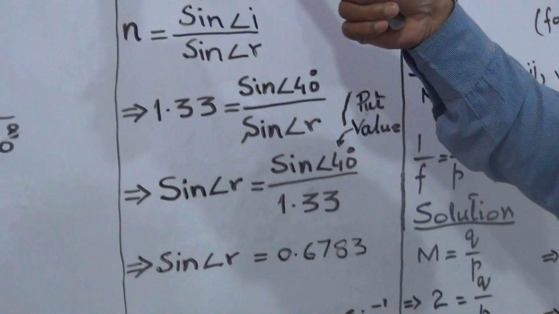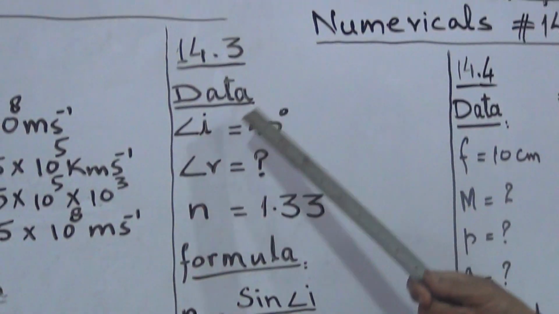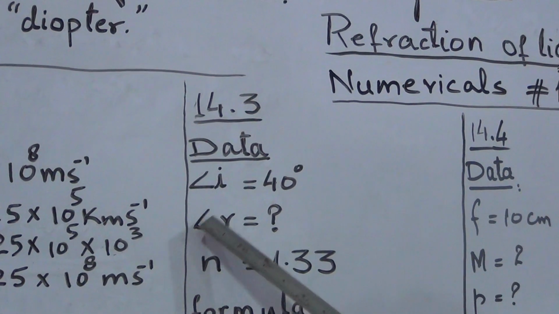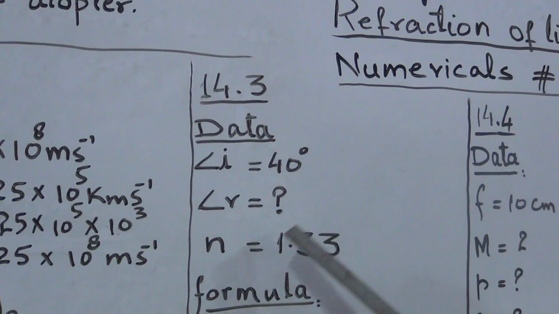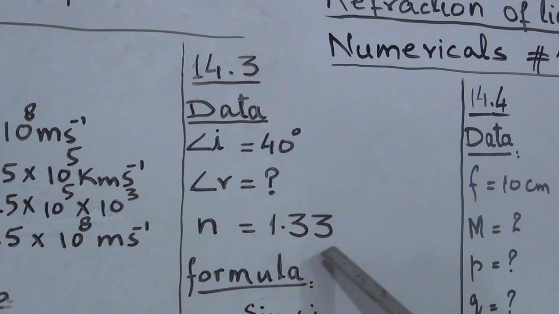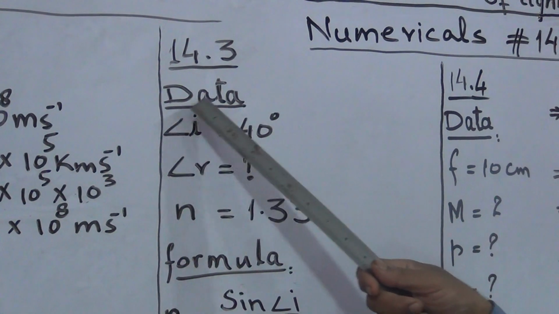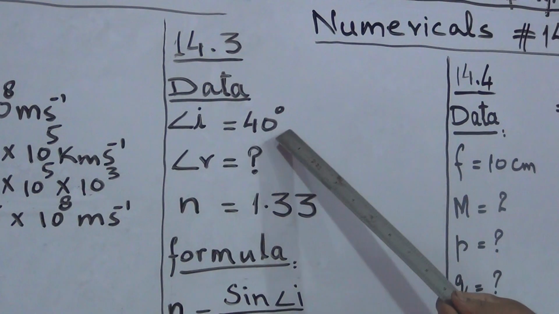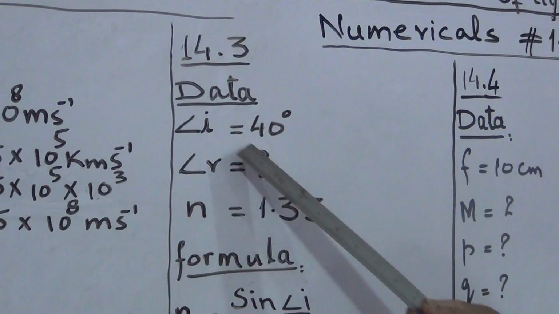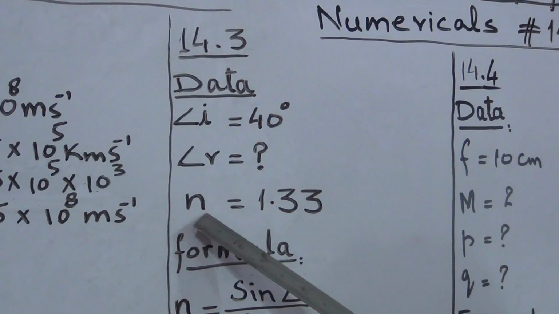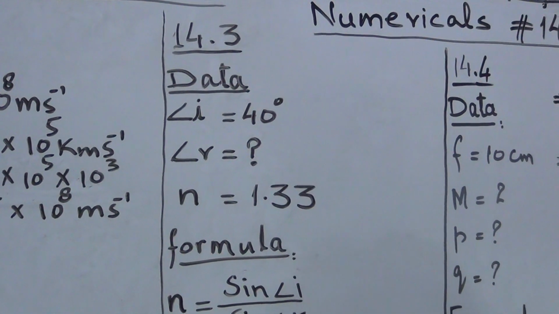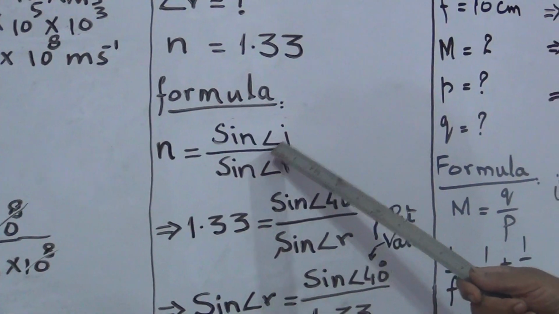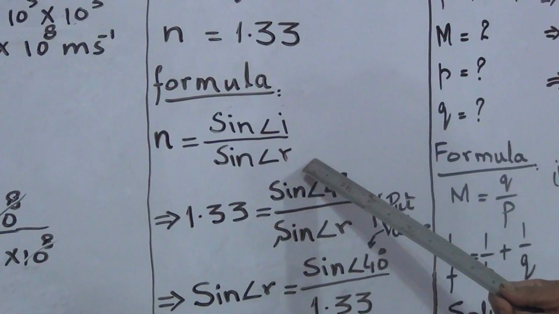Now next, numerical number 14.3. Angle I is 40 degree and angle R you have to find out, and n is equal to 1.33. Angle I means the angle of incidence of light through water is 40 degree. You have to find out the angle of refraction. Refractive index of water is 1.33. Your formula, according to Snell's law, is n is equal to sine angle I upon sine angle R.